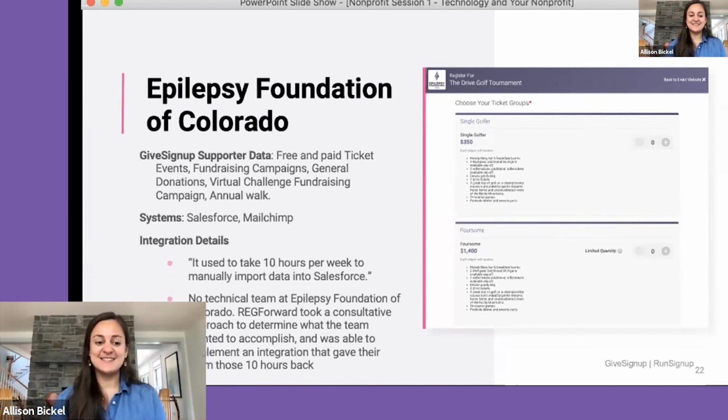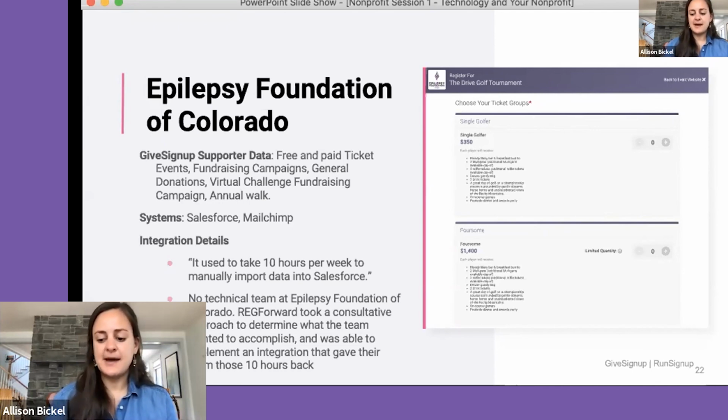the platform that it caused a lot of manual work to get all the reports out and into a really complex system like Salesforce. So it used to take 10 hours per week to manually import that data into Salesforce. They didn't have a technical team within their organization, and RegForward was really able to help them listen to their needs and implement an actual integration plan to have their data automated and flowing and make sure that their team got those 10 hours back.